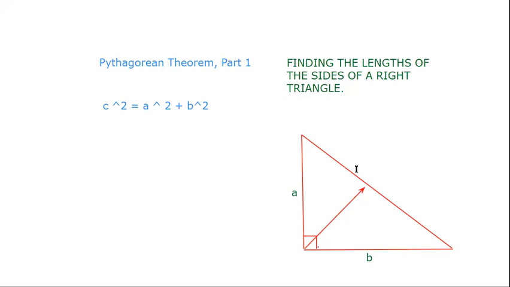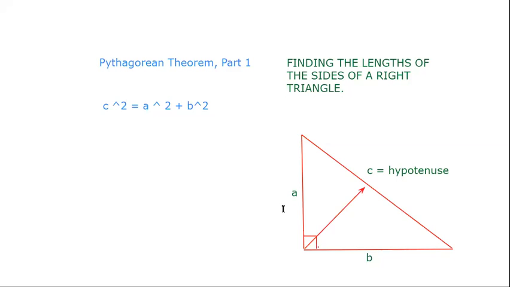So when we say C, A, and B, what we're talking about is the length. So A is the length of the leg, B is the length of the leg, and C is the length of the hypotenuse. If you took a ruler and you measured it, it would be the length. So let's see how we use this. Let's give some sides to this triangle.